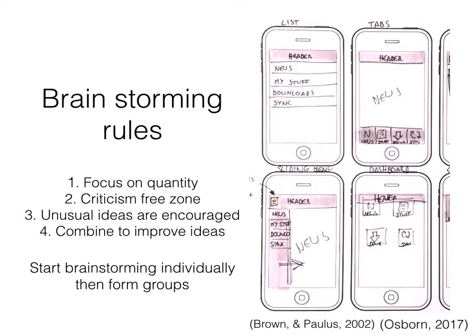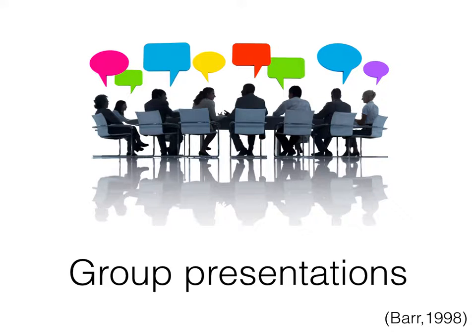And number 3, unusual ideas are encouraged. You want to let everyone know that they're free to put the most crazy ideas down, because the best ideas come out of crazy ideas. And number 4, combine to improve ideas. So that's why we are getting everyone to brainstorm individually and then come together as a group, because we can combine and expand on ideas. So lastly, they will present their ideas to the group.